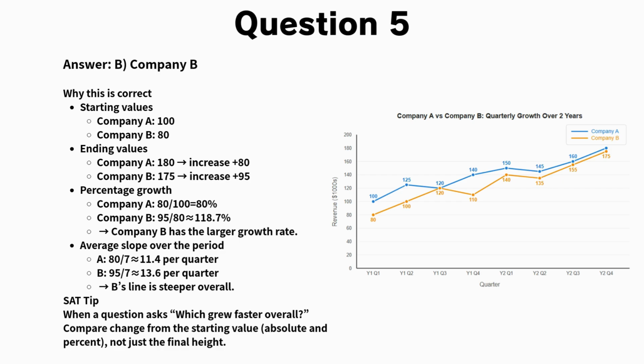Here's the SAT tip. When companies start at different levels, comparing percentage growth helps identify which one truly grew faster overall. This approach accounts for the different starting points.